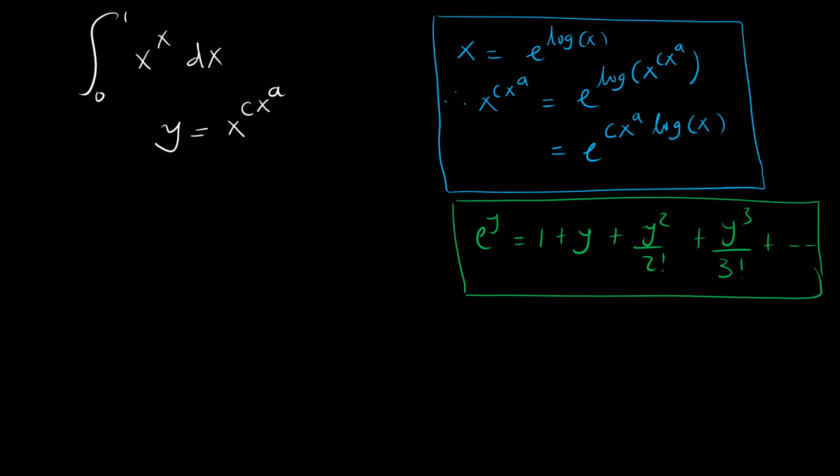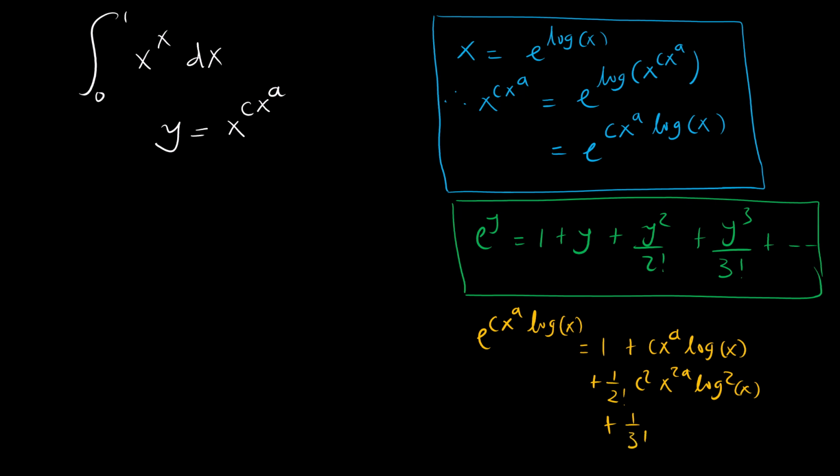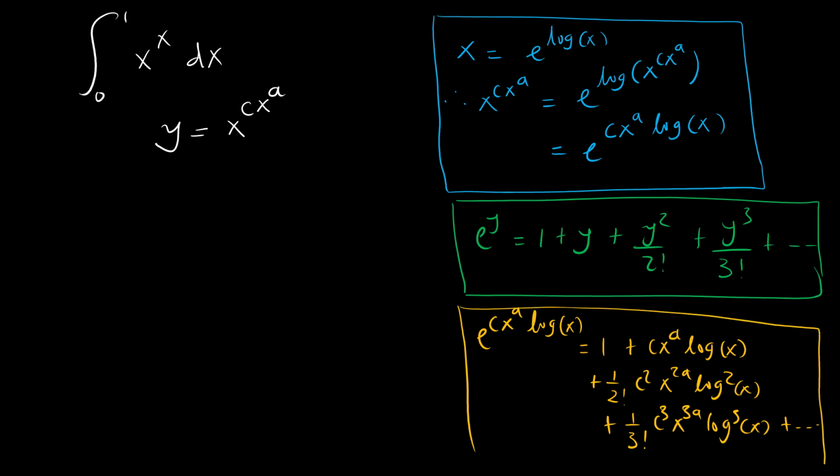So what does that mean for us? It means that now e to the power c x a times natural logarithm of x would be equal to 1 plus c x to the power a natural logarithm of x plus 1 over 2 factorial c squared x to the power 2a log of x squared plus 1 over 3 factorial c cubed, and so on and so on. So this is our third expression.